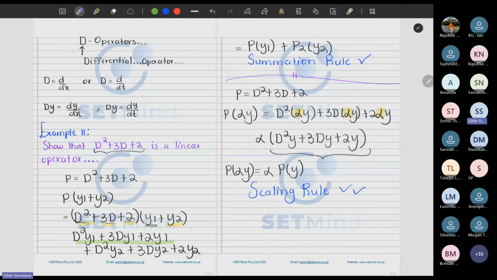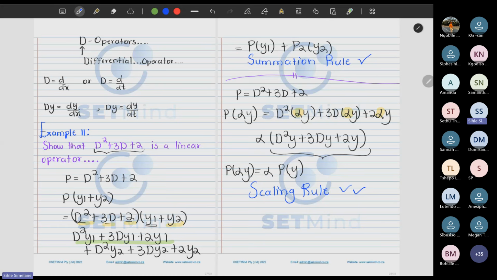Do you guys understand what I did here? Or maybe not? Okay. So let me show you one which is not going to be, let me think. Yes. May you please explain the summation rule example again?